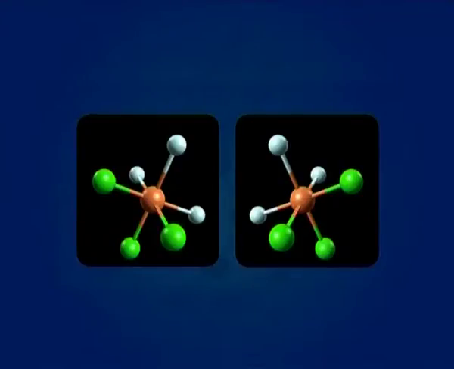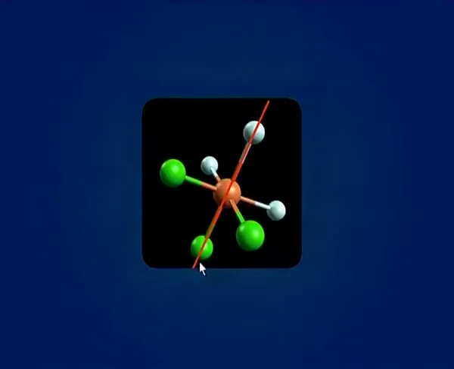Let's attempt this problem using the symmetry method. If we draw an axis or plane of symmetry, this is what we get. Since the left side is identical to the right side, this molecule has a symmetrical center and is an achiral molecule. Thus, it has no optical isomers.